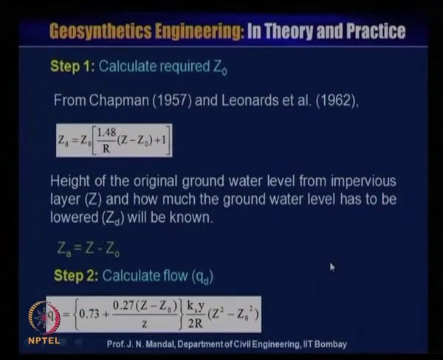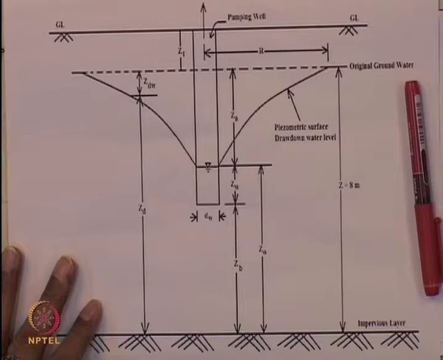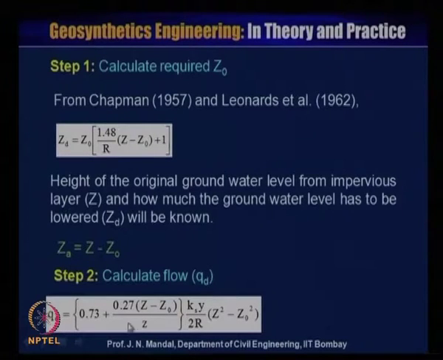Now step 2, calculate the flow, that is QD. So QD, you add up this equation, QD is equal to 0.73 plus 0.27 (Z minus Z0) divided by Z, and then KS into Y divided by 2R into (Z square minus Z0 square). You know what is Z, what is Z0, I have already explained, and you know the coefficient of permeability KS, and the length is Y. So from this you can calculate the flow rate.